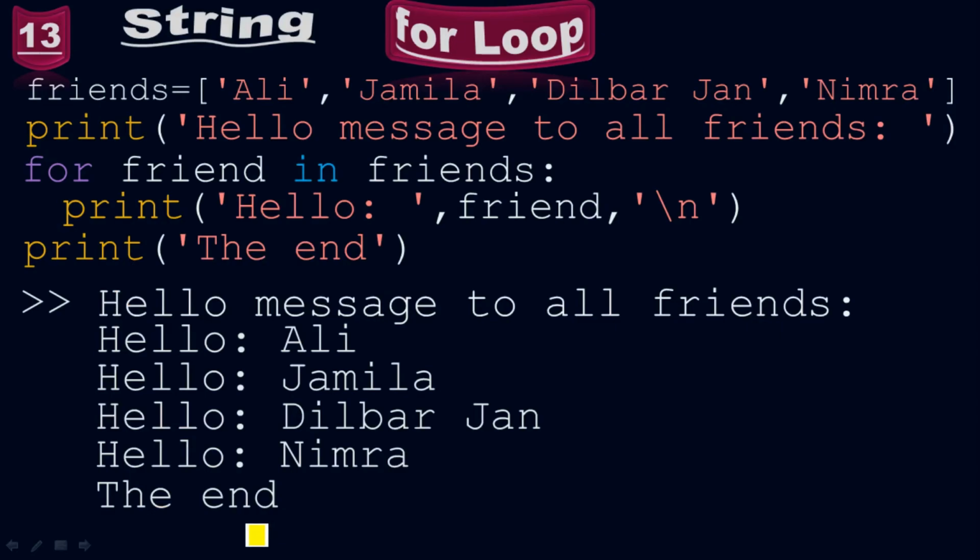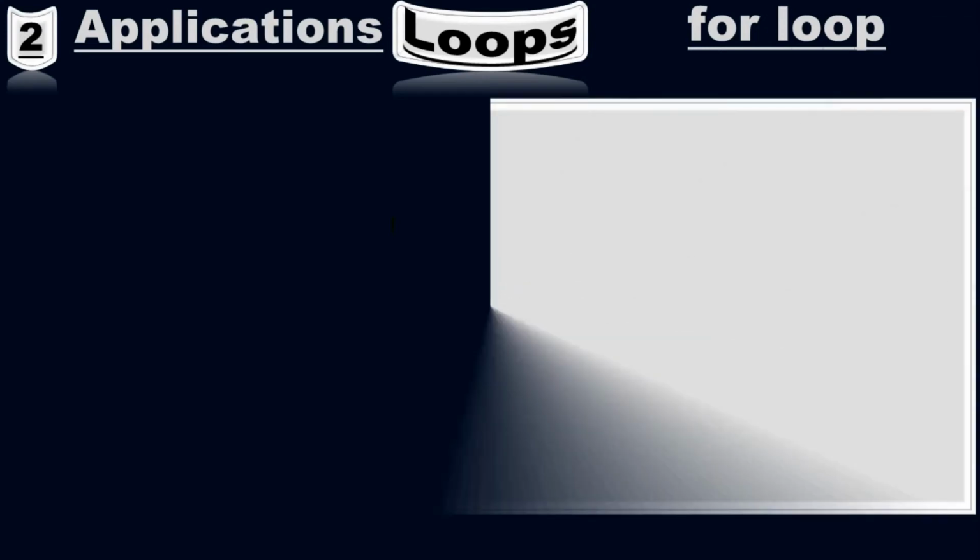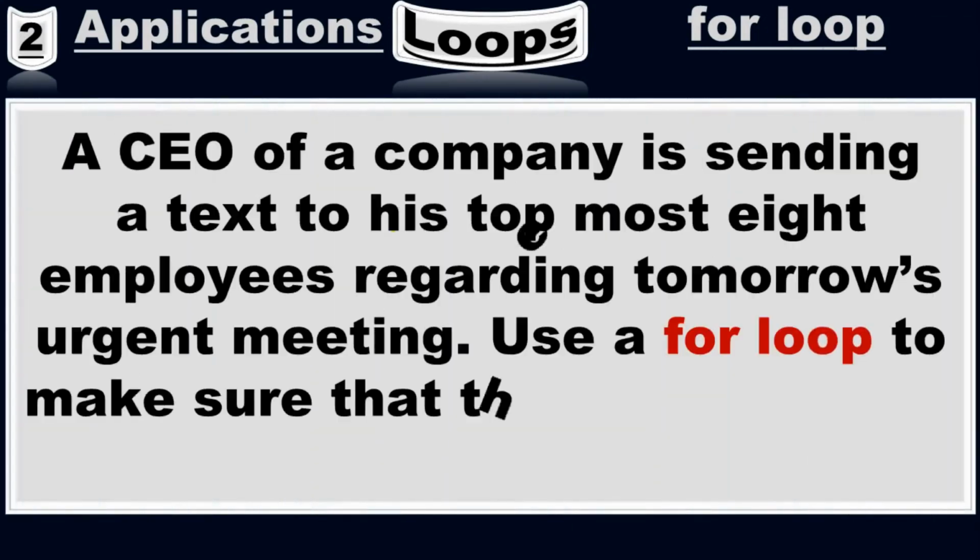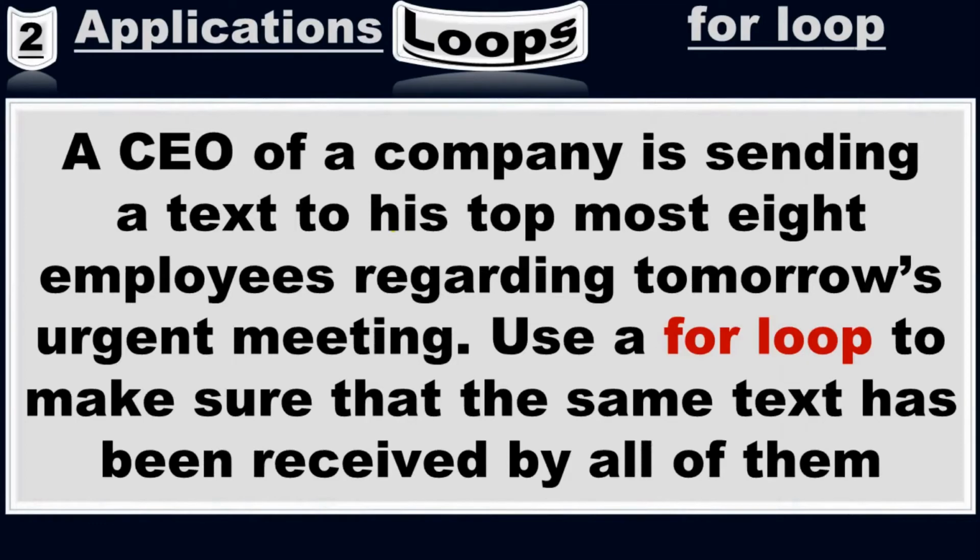Problem number 2, for loop. Again, we will use the for loop to solve this problem. The statement says that a CEO of a company is sending a text to his topmost 8 employees regarding tomorrow's urgent meeting. Use a for loop to make sure that the same text has been received by all of them.